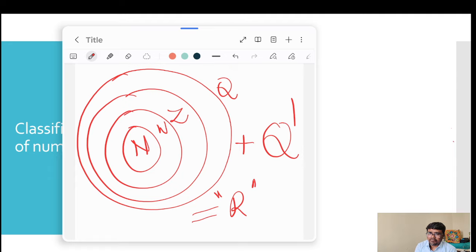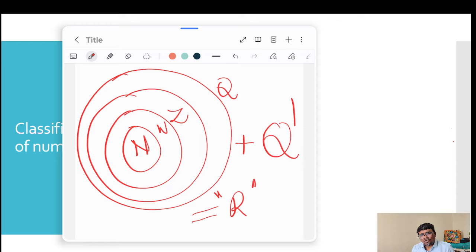So natural number is a subset of whole numbers, whole number is a subset of integers, integer is a subset of rational numbers. How will you define the rational number? A number written in the form of p by q, where q is not equal to 0 and p and q are integers. If a number is not written in the form of p by q, that is known as an irrational number. And if we add all these numbers, that means rational plus irrational, that set is known as the real numbers.